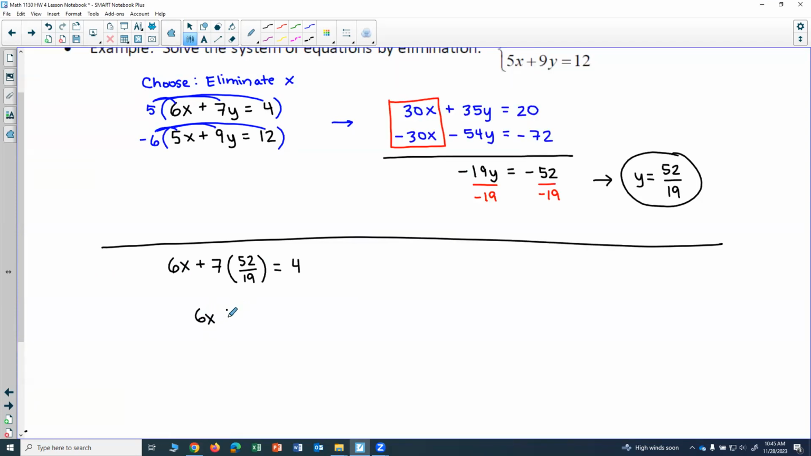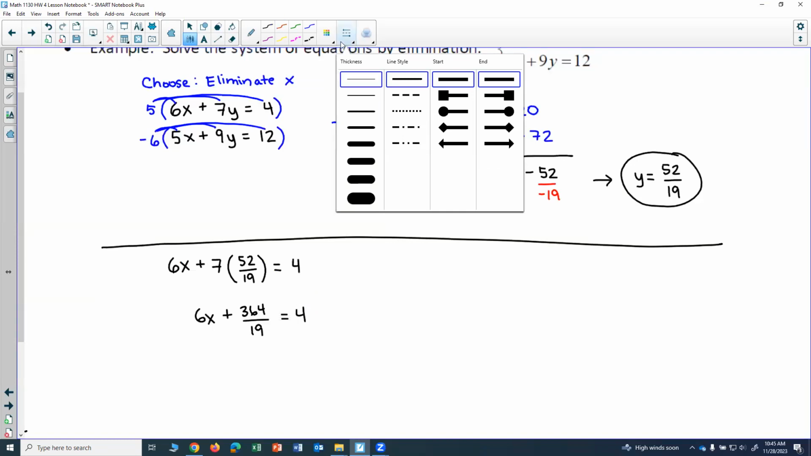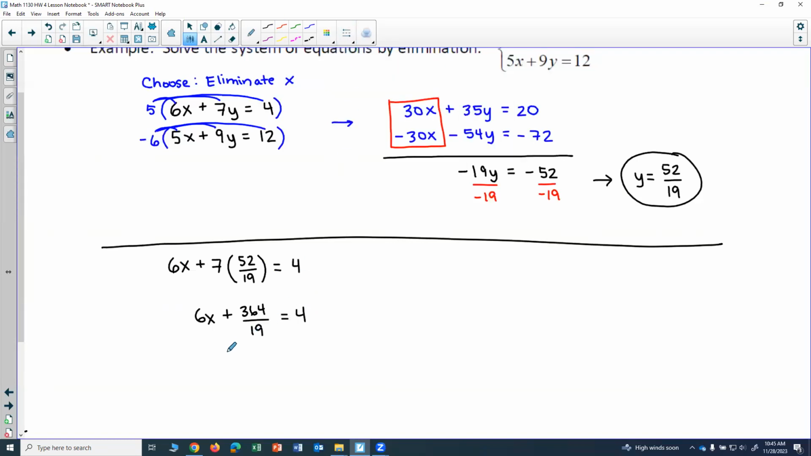So this becomes 6x plus 364 over 19 equals 4. I'll go ahead and subtract the constant 364 over 19 from both sides. So minus 364 over 19, minus 364 over 19. So I'm doing that from both sides.